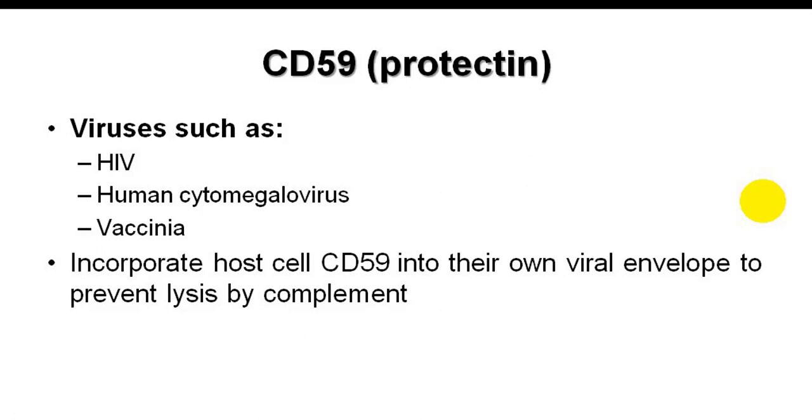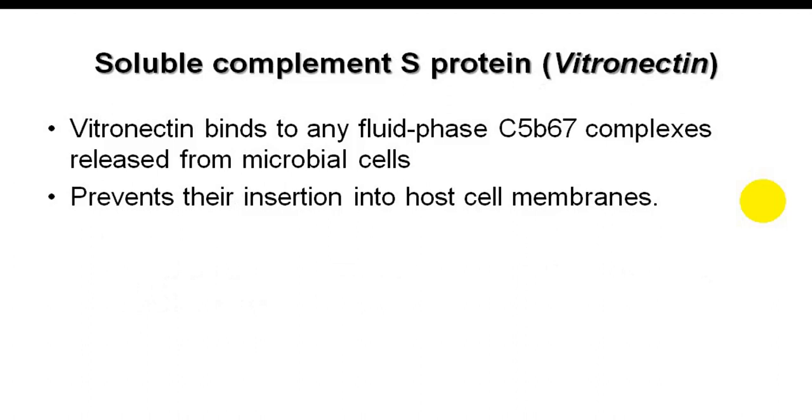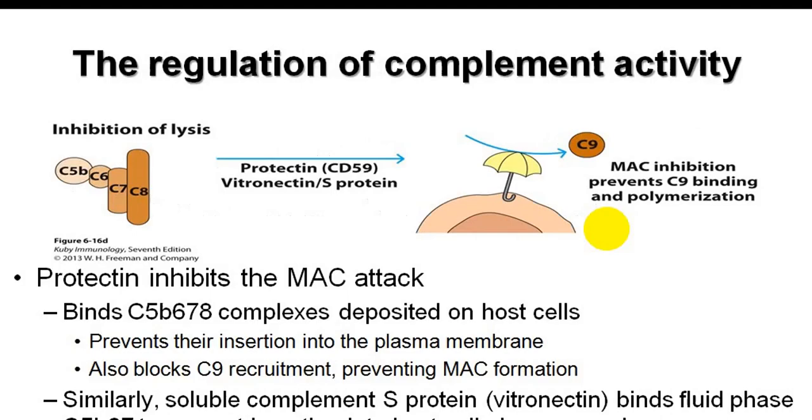the complement mediated lysis. Soluble complement S protein is there, that is also called vitronectin. Vitronectin binds to any fluid phase C5b67 complex from microbial cell, and by binding it prevents the insertion into the host cell membrane. Thus, another way of regulation: if it prevents insertion, C5b67 is not inserted, automatically there won't be any C9 polymerization. So in other words, you are simply preventing formation of membrane attack complex on the host cells.